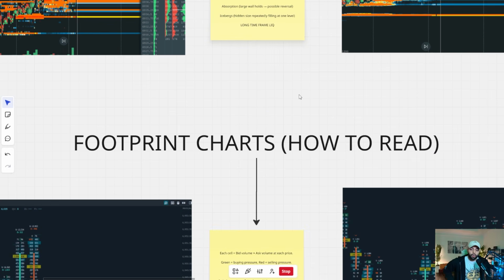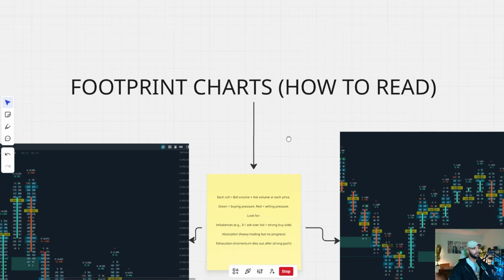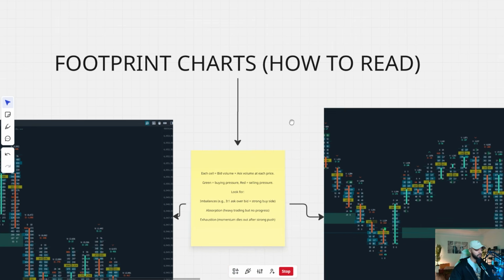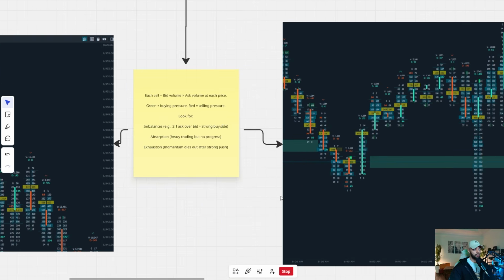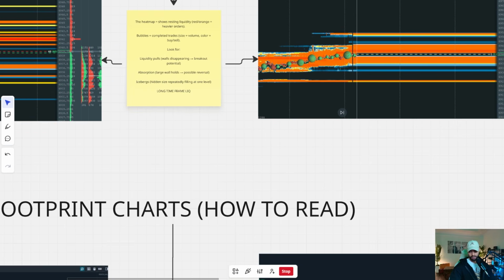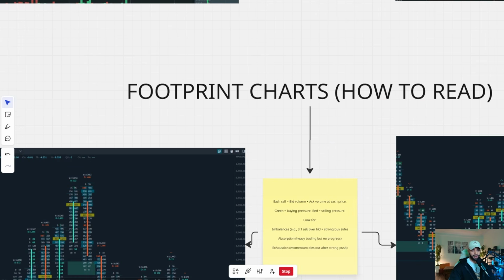Now, the next thing we use to read order flow is going to be the beautiful old footprint chart. Love footprint charts. Basically, what I just showed you. The difference between footprint charts and actual Bookmap is you cannot see the level 2 on footprint charts. Basically, you can't see the resting liquidity on footprint charts. You can make an assumption, right?